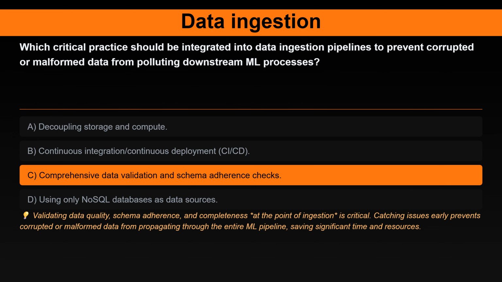The correct answer is comprehensive data validation and schema adherence checks. Here's the explanation. Validating data quality, schema adherence, and completeness at the point of ingestion is critical. Catching issues early prevents corrupted or malformed data from propagating through the entire ML pipeline, saving significant time and resources.